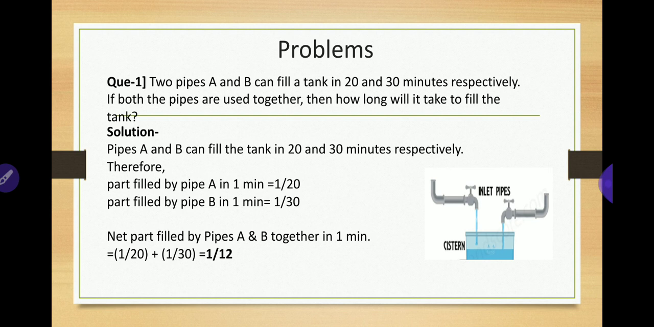And if you take the inversion or reciprocal of this 1 upon 12, then you will get the value of time required to fill the tank completely. Because in 1 minute, the tank is filling 1 by 12 part. Therefore, for the time required to fill completely, you have to use the concept of invert and invert 1 upon 12. You will get 12 minutes as the time required to fill the tank completely if both the pipes are open.